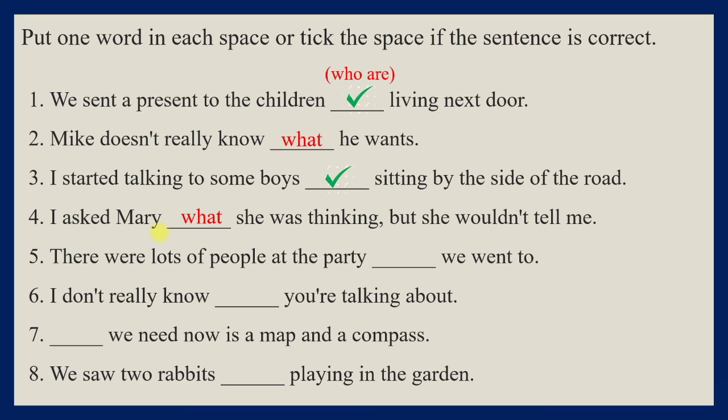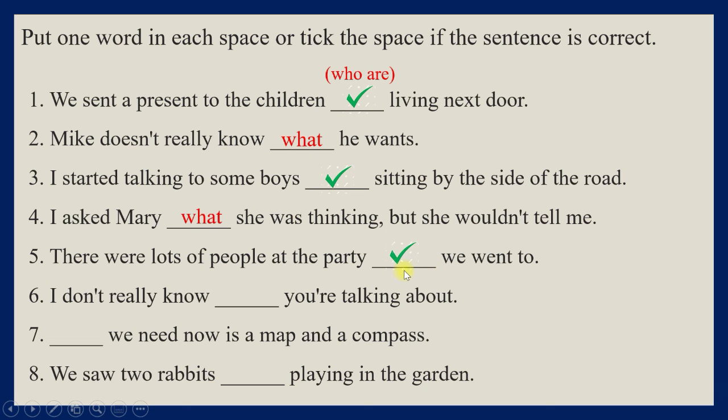Number 5. There were lots of people at the party we went to. Again, this is correct. You could say there were lots of people at the party. What party? Which we went to. And which we went to is a defining relative clause. And because we have a new subject in here, we can remove which.